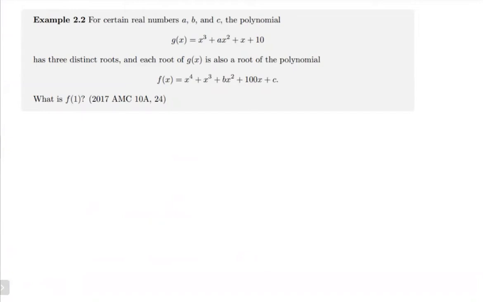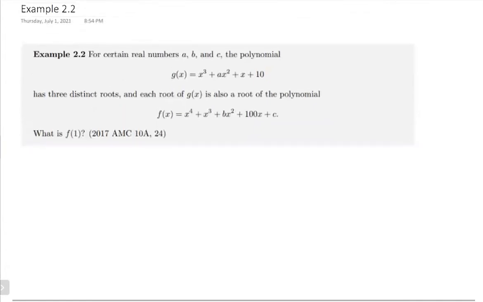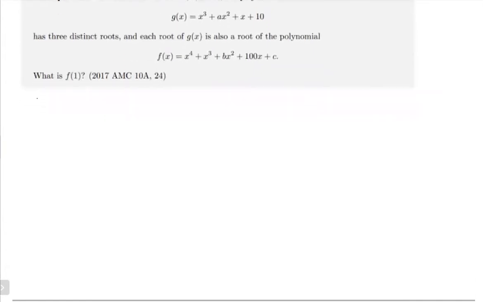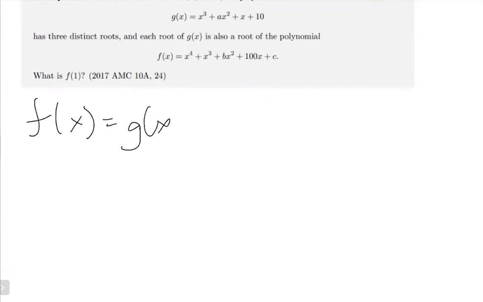All right. So what should we do here? Well, first, because we know that each root of g of x is also a root of the polynomial f of x, then we know that f of x is equal to g of x times some x minus r.